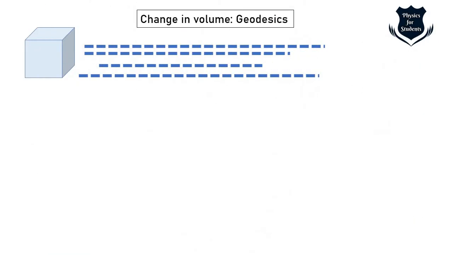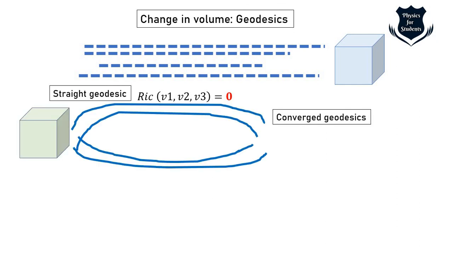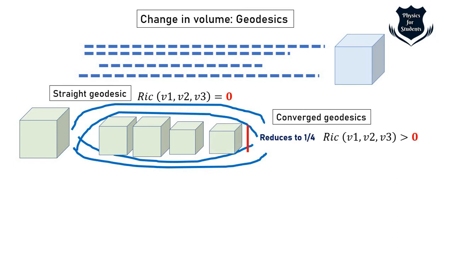Now if I consider the change in volume, say for example this cube, I move it this way, so there is no change in volume. Why? Because it is a straight geodesic. If I consider V1, V2 and V3, the three components of the Ricci tensor, considering the cube, it is 0. That means there is no change. If I consider the converged geodesics, which we have just seen on a sphere, this cube will shrink to this. So the cube, which originally started on the left hand side, reduces to a size of 1/4, and here the Ricci curvature is greater than 0. Why? Because it is a converging geodesic and it is a positive curvature.